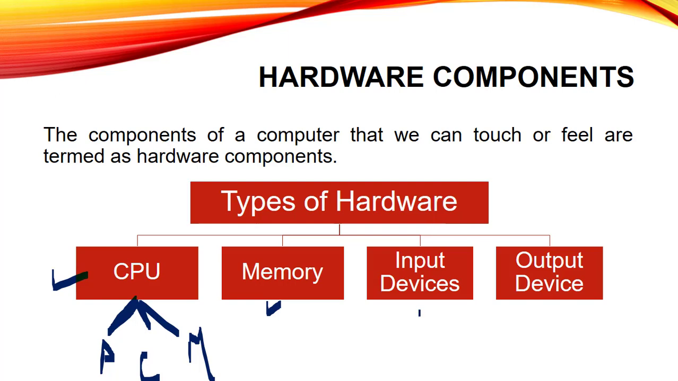Next we have input devices and output devices. Well, these input devices and output devices are the devices through which a user can interact with a computer. These input devices are the devices through which we can give our data, whereas output devices are the devices through which a user will get the data from the computer.